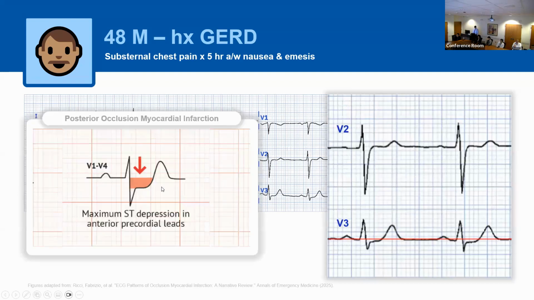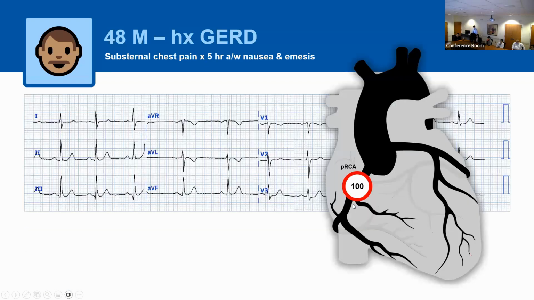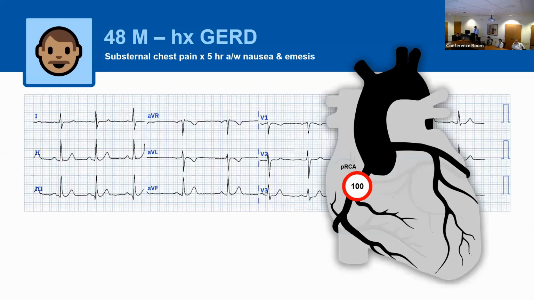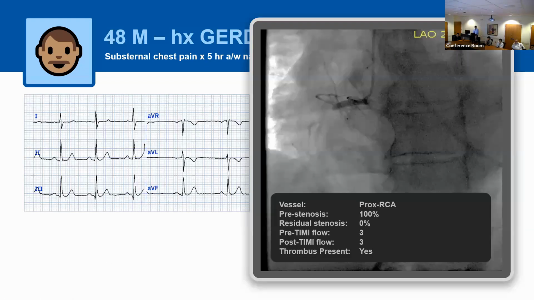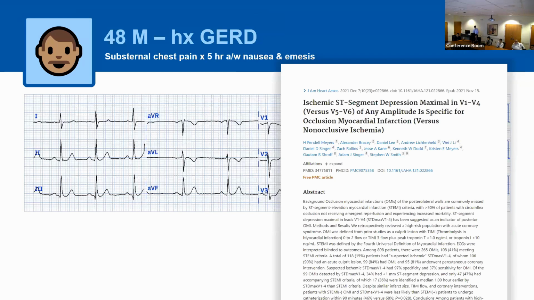But it turns out that this finding of having maximal depression in leads V1 through V4 compared to leads V5 and V6 is relatively specific for OMIs. And if we zoom into the rest of his precordium here and take a look, we see that in leads V5 and V6, there really is no ST segment depression. And although subtle, it's maximal in lead V3. And sure enough, he went on and was found to have a completely thrombotic proximal RCA that was promptly revascularized.